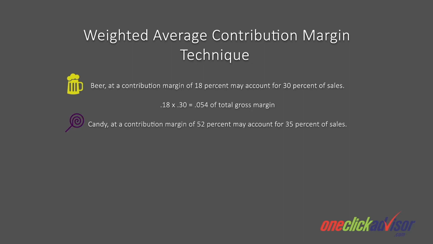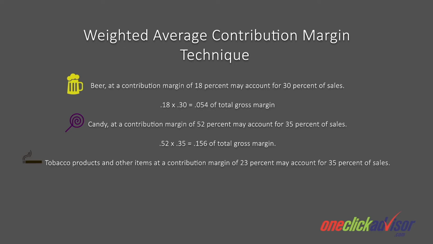Candy, at a contribution margin of 52%, may account for 35% of sales. So that's 0.52 or 52% times 0.35 or 35% equals 0.156 of total gross margin. In other words, it's between 15 and 16% of total gross margin. Take that 0.156 and set that aside for a moment as well. Tobacco products and other items at a contribution margin of 23% may account for 35% of sales. So that's 23% times 35% equals 0.0805 of total gross margin.